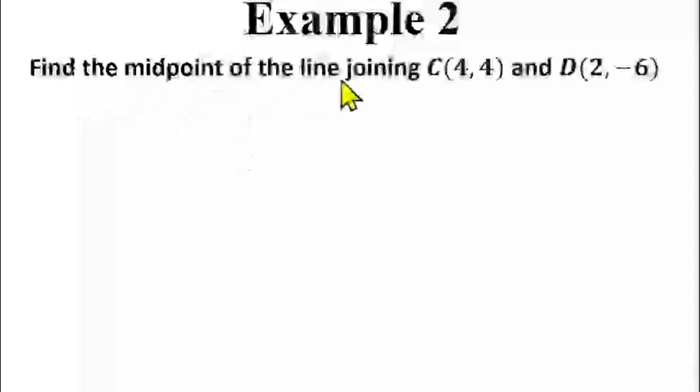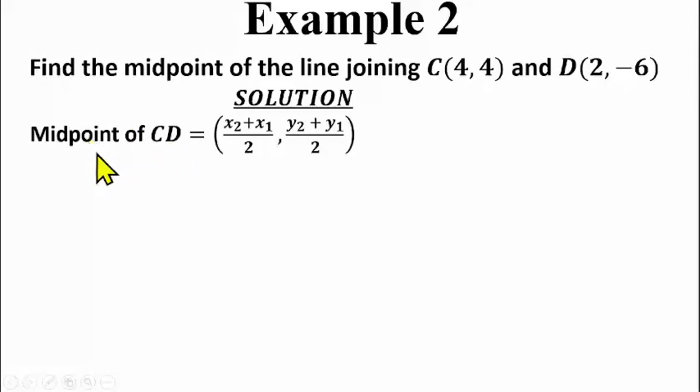Example 2, you have to calculate the midpoint of the line joining C, having coordinate of 4, 4, and the point D having coordinate of 2, minus 6. Of course, it's still very simple as well. All you need to remember is the formula for finding the midpoint of 2 points. So the midpoint of CD, that is point C and D, is the same formula, x2 plus x1 over 2, y2 plus y1 over 2. This is our x1, y1, x2, y2.